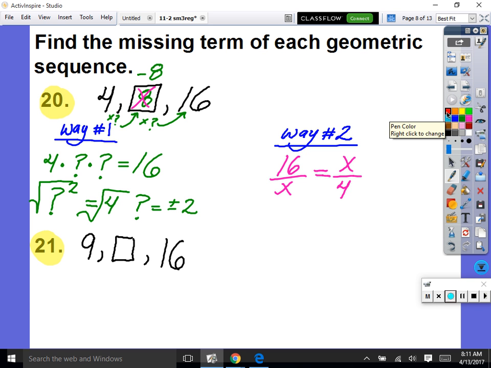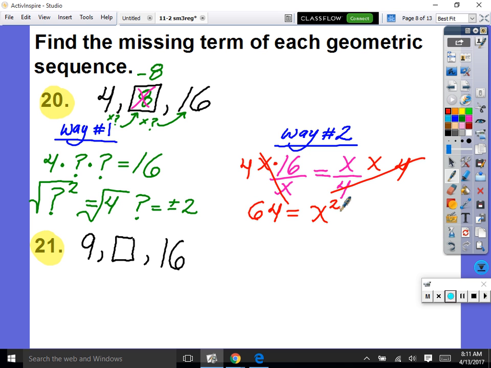So we'd cross multiply or get a common denominator, right, everybody, technically? So we'd multiply by x, but our x's divide out. We'd multiply by 4, but our 4's divide out. What's 16 times 4, somebody? 64 equals x squared. Square root both sides, so x is equal to plus or minus 8. You see how we got the same answer, it's just getting there differently. Okay, so our answer was plus or minus 8. We've already listed that out.